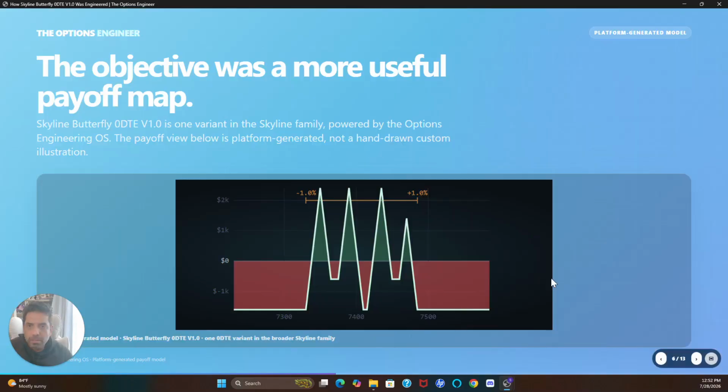This payoff view was generated by the Options Engineering OS using the selected Skyline Butterfly 0DTE version 1.0 configuration. Skyline Butterfly 0DTE version 1.0 is one variant within the broader Skyline family, powered by a more useful payoff map where multiple butterflies overlap and broken wing floors create several payoff regions and define risk boundaries.